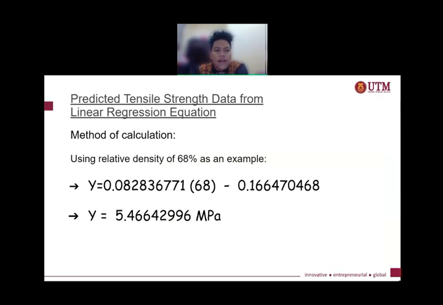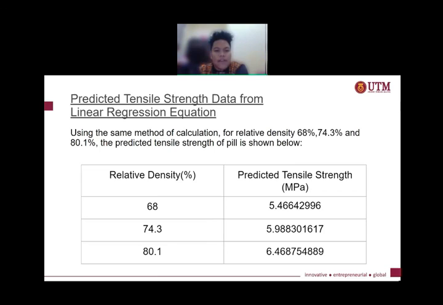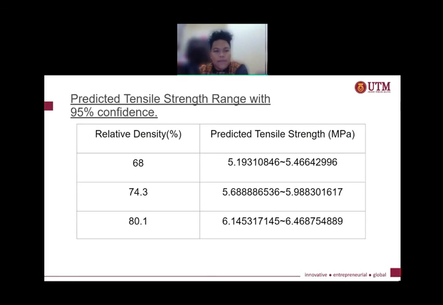So how do we predict the tensile strength data from the linear regression equation? For the method of calculation, using relative density of 68 as an example, we get the tensile strength as this. Using the same method of calculation with different relative densities of 74.3 and 80.1, we get the predicted tensile strength as below. So this is the predicted tensile strength range with 95% confidence.